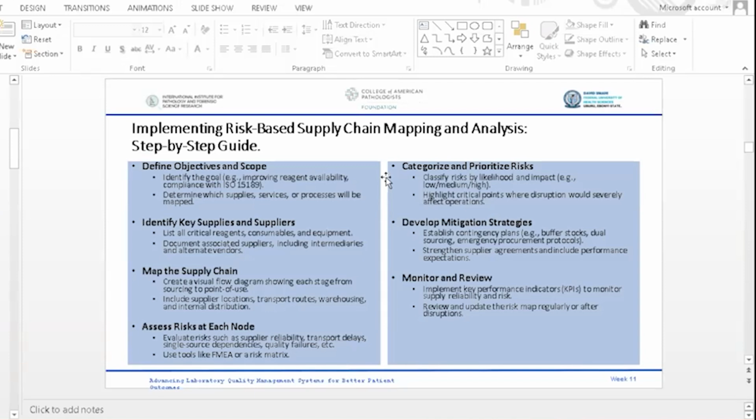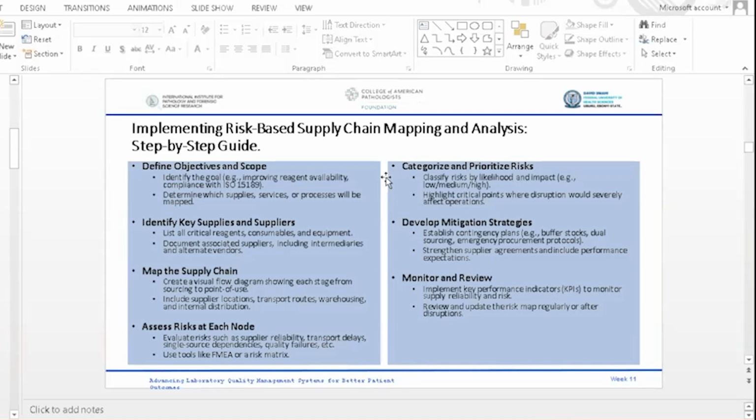The next is to categorize and prioritize the risk. Now you have assessed the risk at each node. It makes sense to start from those of higher priority. So you prioritize them. You classify them by likelihood and impact, for example, low, medium, or high. You can highlight critical points where a disruption will severely affect operations.